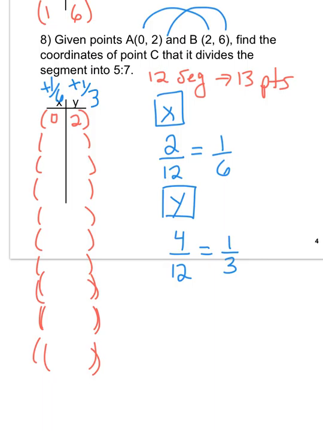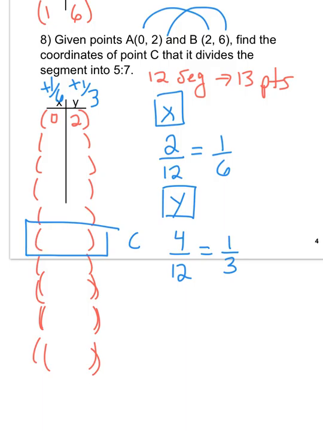But let's just see for a minute where point C would be. Divides it into 5 to 7. And they're not specifying closer to A or closer to B. So if this is the first point, 1, 2, 3, 4, 5 pieces. So that means C is going to be right here. I'm going to put a circle around it. 1, 2, 3, 4, 5. That was right here. That's going to be C. 1, 2, 3, 4, 5, right there.